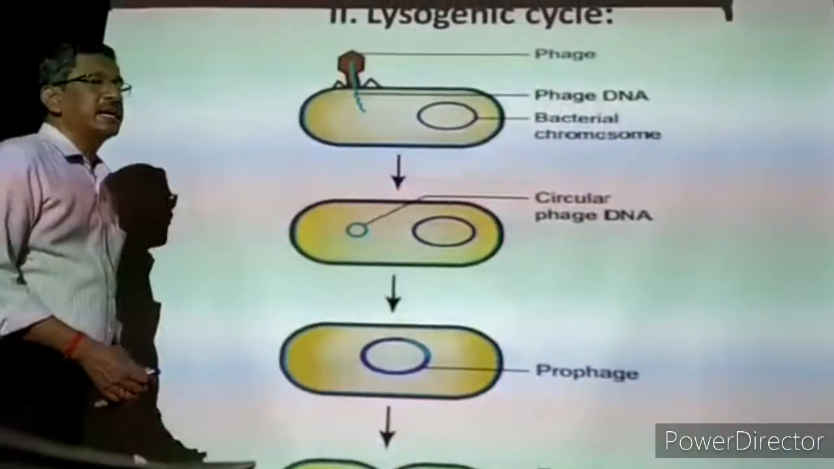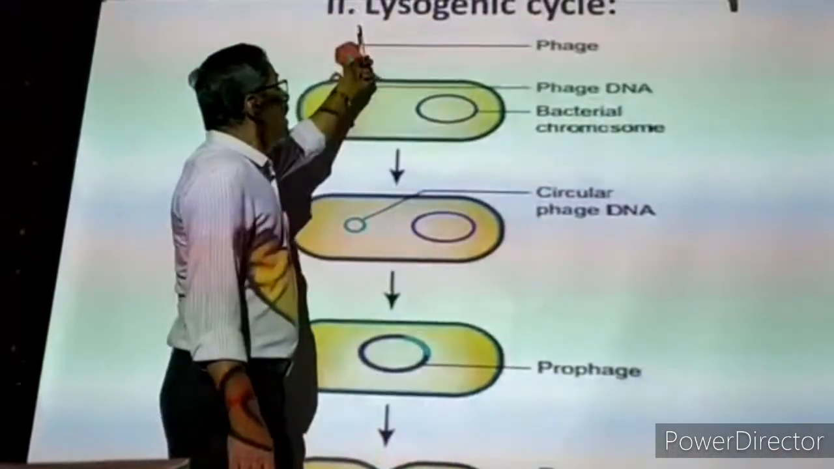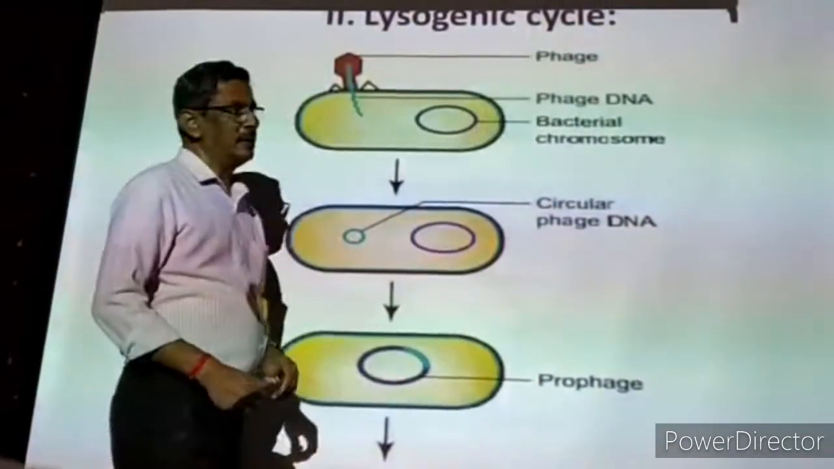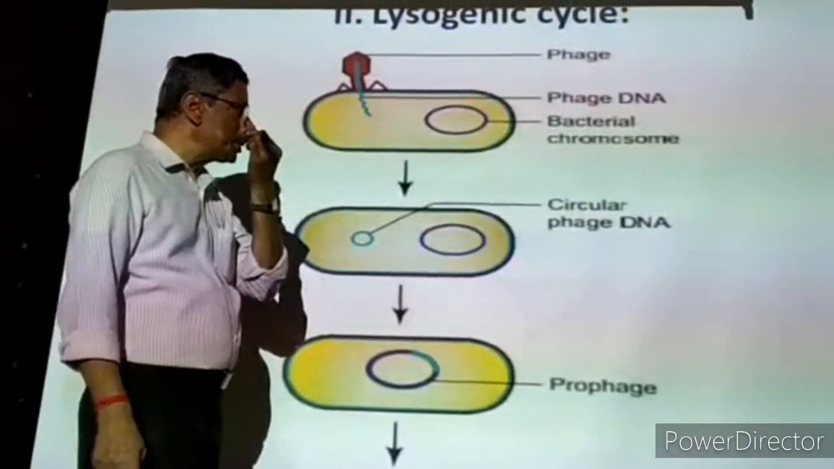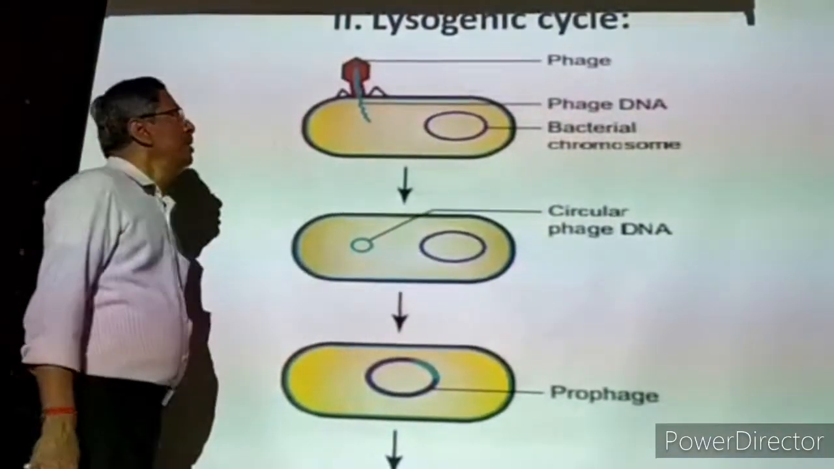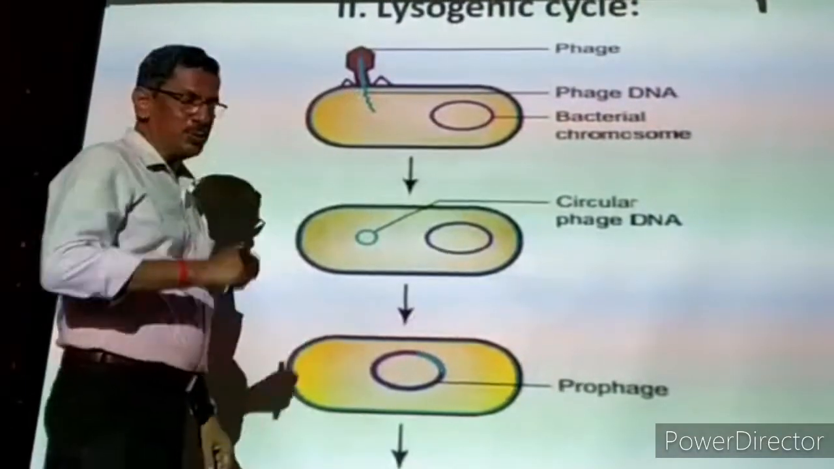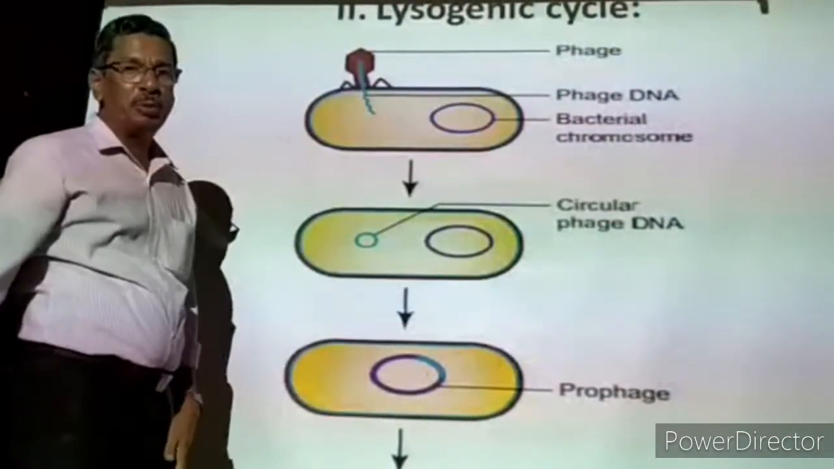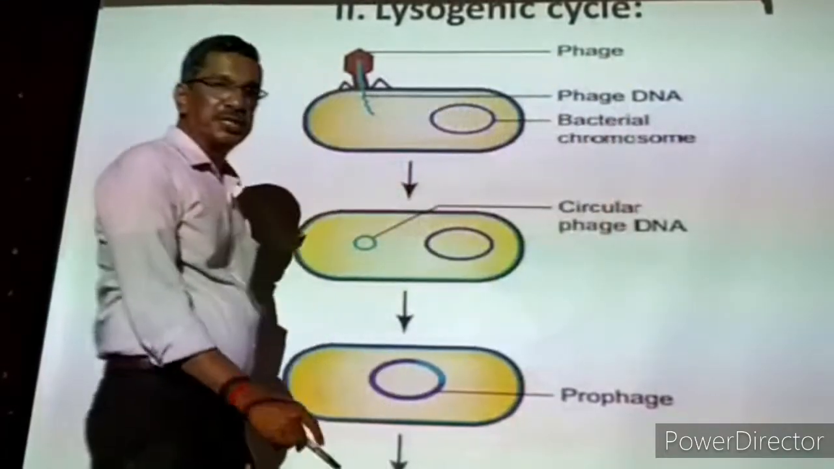Now we are going to see the second method of reproduction in bacteriophage. It is called the lysogenic cycle. It is another method of multiplication of the virus. But here also I am not going to tell what the meaning of lysogenic is now. Only at the end I can explain it. Here, cycle means multiplication, reproduction, life cycle.